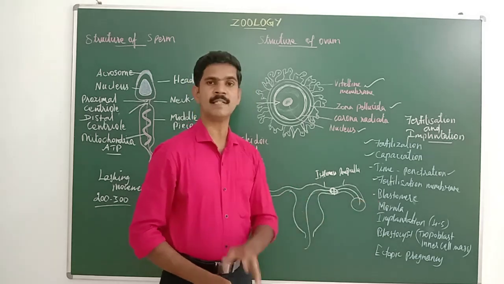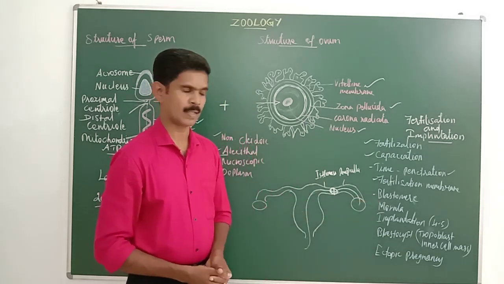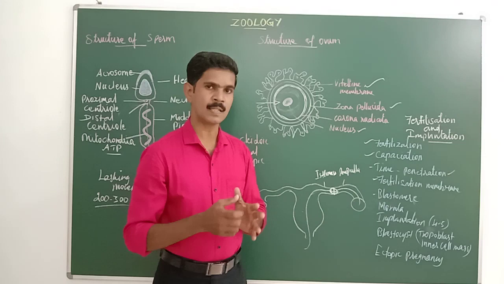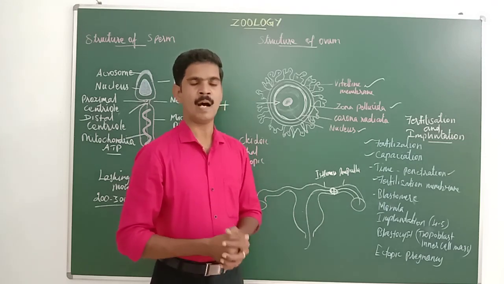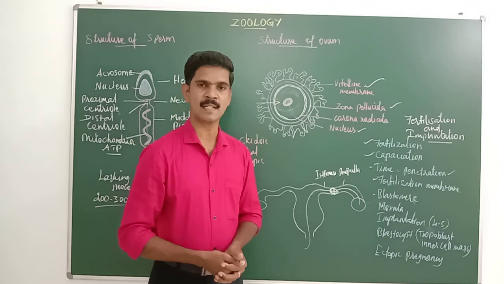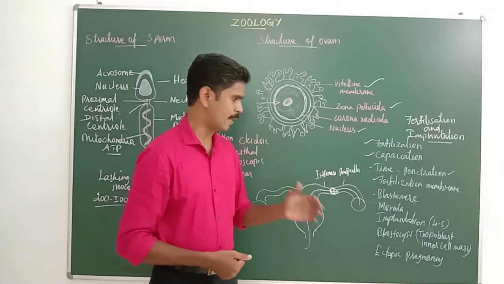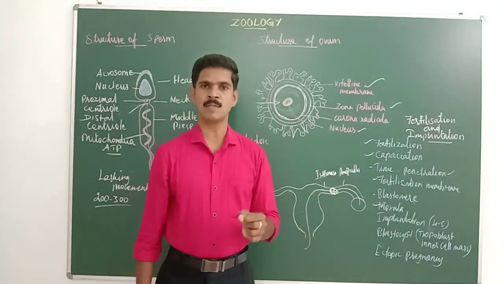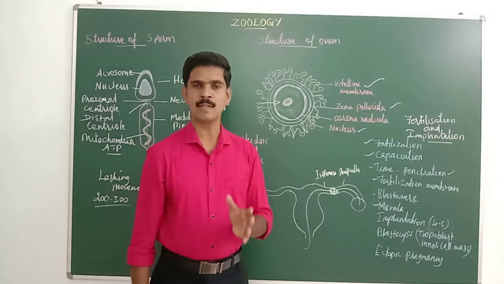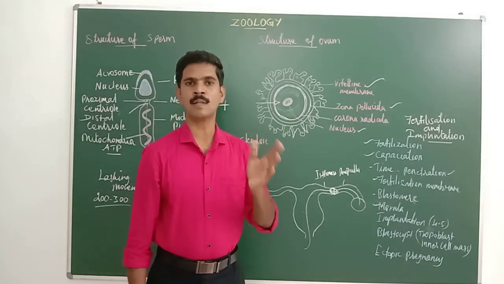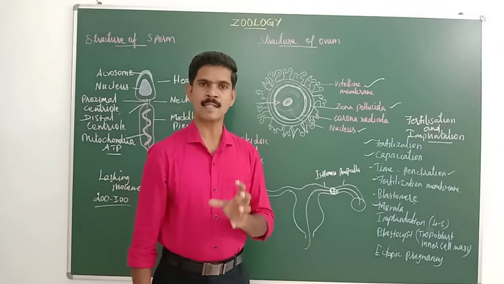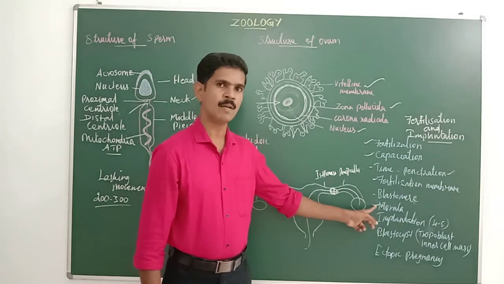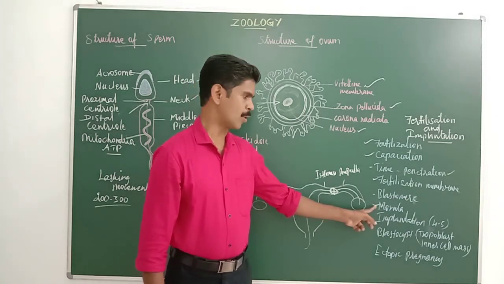Then after 72 hours of fertilization, these blastomeres are converted into a berry-shaped structure. This berry-shaped structure consists of 16 or more than 16 cells. Now it is called morula. So morula means that after 72 hours of fertilization, the zygote has divided into 16 or more cells, and this stage is a berry-shaped structure. This structure is called morula. Understand? Hope you understood this one.